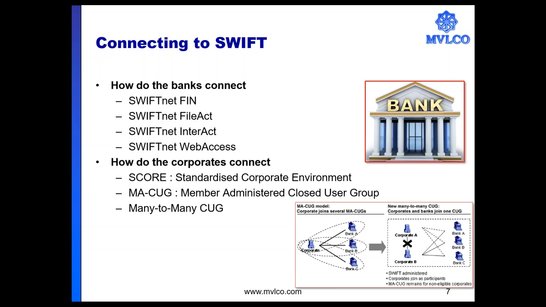So in our example on the screen, we have Bank A, Bank B and Bank C. If corporate A joins that group, corporate A will be able to communicate with Bank A or B or C. This is how the connectivity would come.